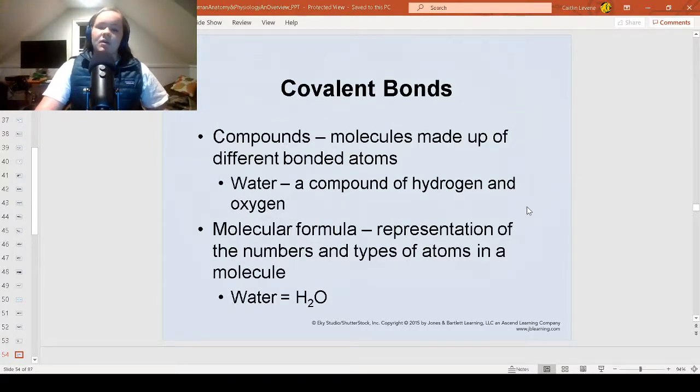Compounds are molecules made up of different bonds with atoms. Water is a compound of hydrogen and oxygen. Molecular formulas are representations of the numbers and types of atoms in a molecule. An example is H2O: 2 hydrogen atoms represented by the 2, and O is the actual thing shown on the periodic table, which is oxygen.